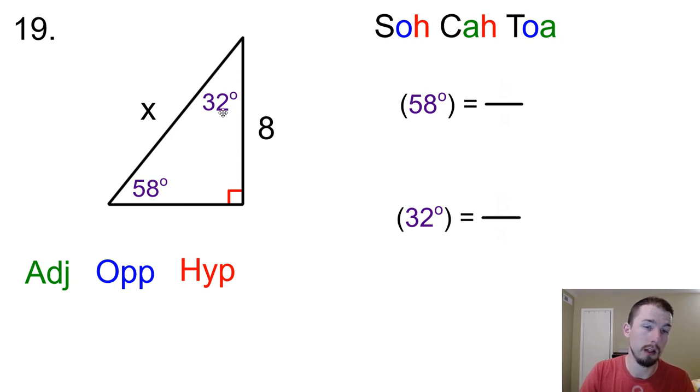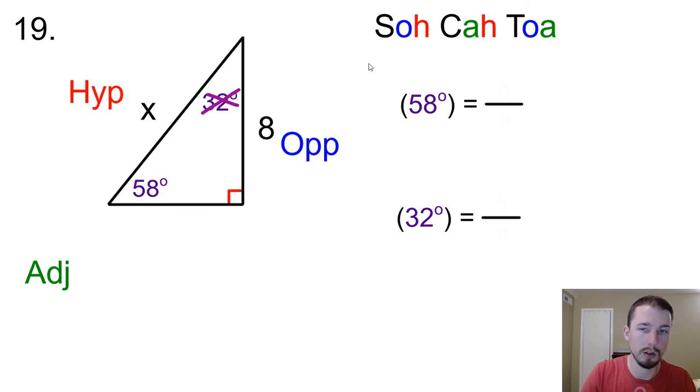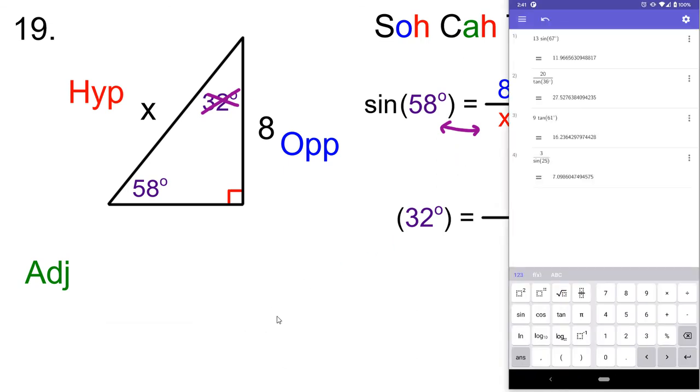Number 19. On this one we have two angles, 32 and 58. So we could actually set this up two different ways. Let's set it up with the 58. So I don't mess up, I'm going to go ahead and cross out the 32 just for a second here so that I'm doing it with respect to the 58. So with respect to the 58, we've got the opposite and the hypotenuse, which would be using the sine function. So sine of 58 is equal to 8 over x, and then I would switch those two. I'll go ahead and put that in the calculator. So 8 divided by sine 58. So as a fraction, 8 over sine 58. All right, so we get 9.43.